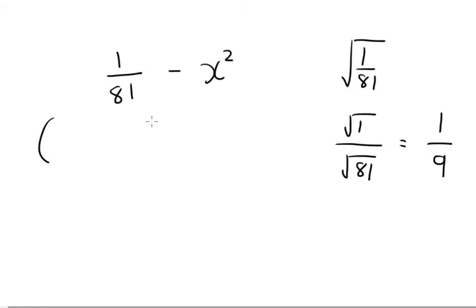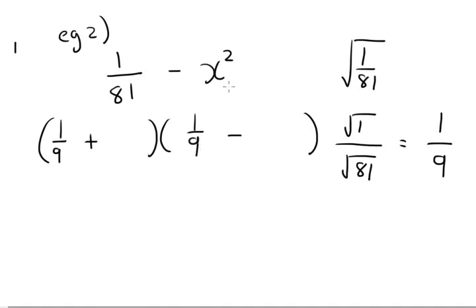So when I do the answers, first brackets, brackets. Example 2. So we're going to say plus minus, and then the square root of 1 over 81, as we've seen over here, is 1 over 9. So we put the 1 over 9 there, 1 over 9 over here, and the square root of x squared is going to be x, because x times x gives us x squared, and that's my answer. Let's just do 1 or 2 more examples.